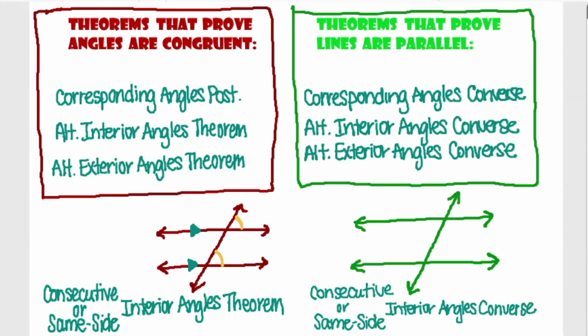The converses of those are going to be used if you have a diagram and you're not sure if the lines are parallel, but you have some information that's given about some angles. If you know something about the angles and you're trying to show that, yes, I have parallel lines, then these are the theorems to use, the converses.